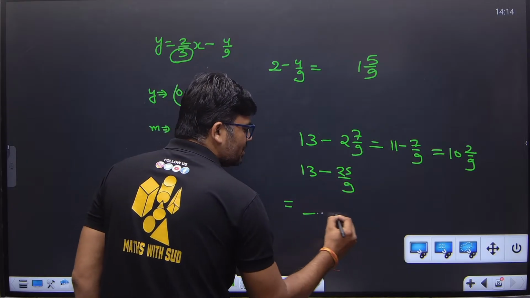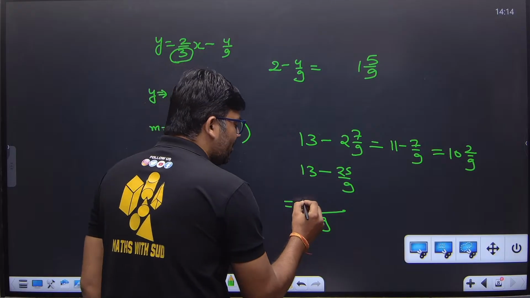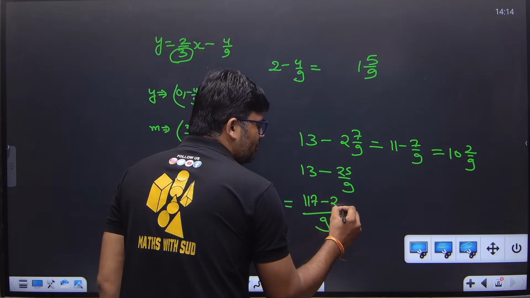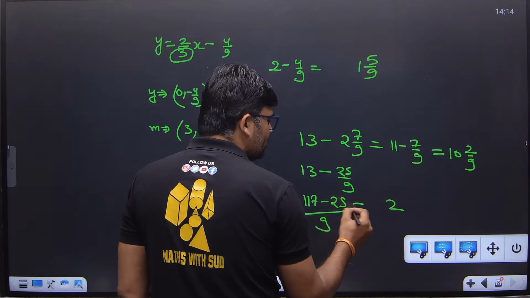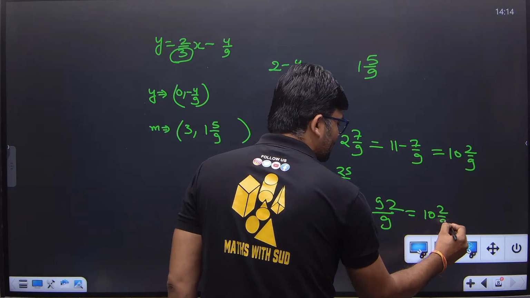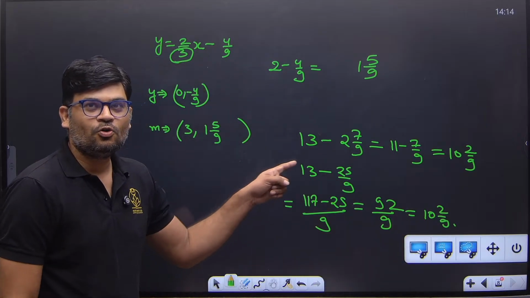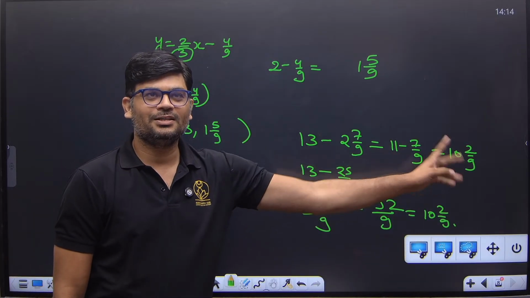Now how much is 9 into 13? 170 minus 25. So 7 minus 5 is 2. 11 minus 2 is 9. 92 by 9. So it is 10 2 by 9. See, it took me 1 step, 2 step, 3 step. But here I have done it in just 2 steps.